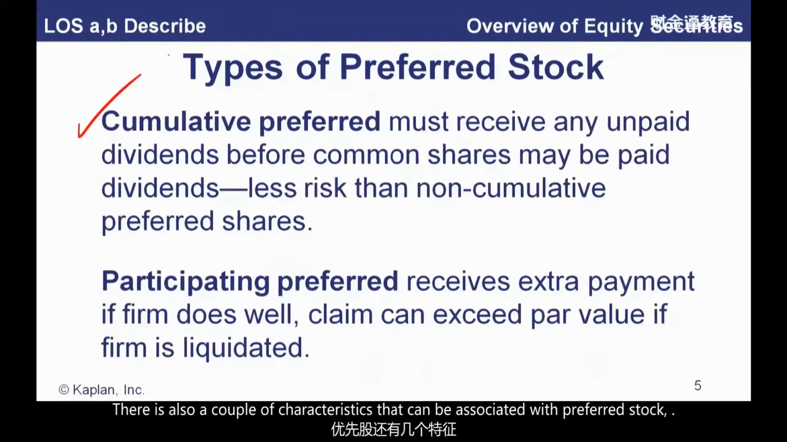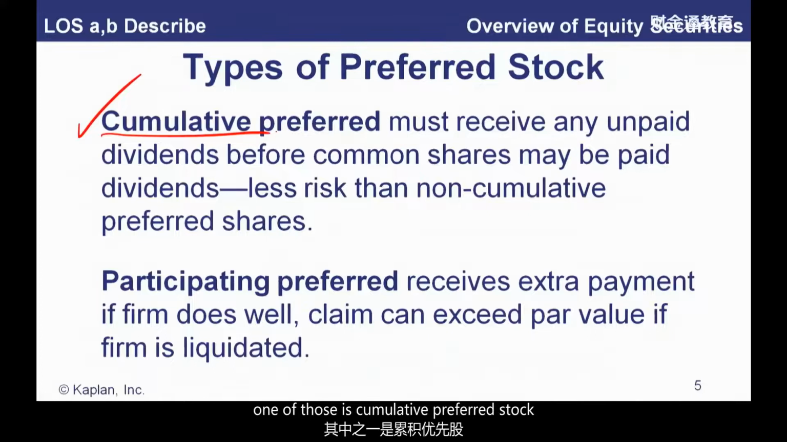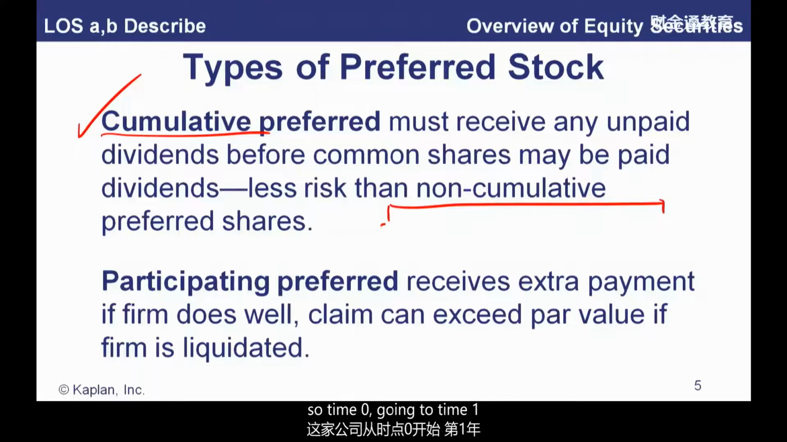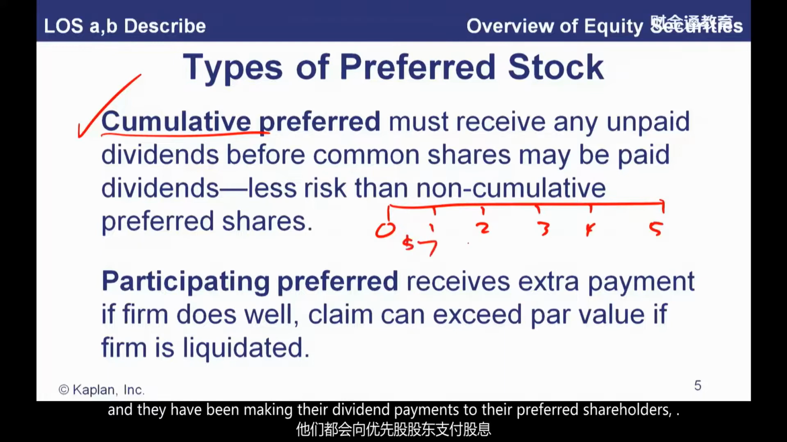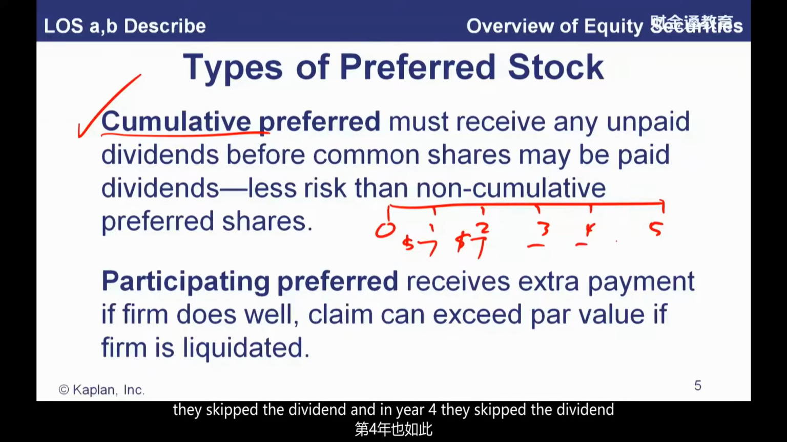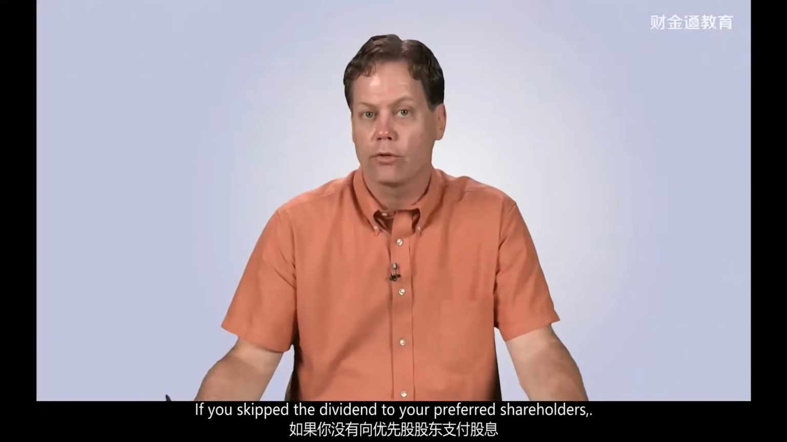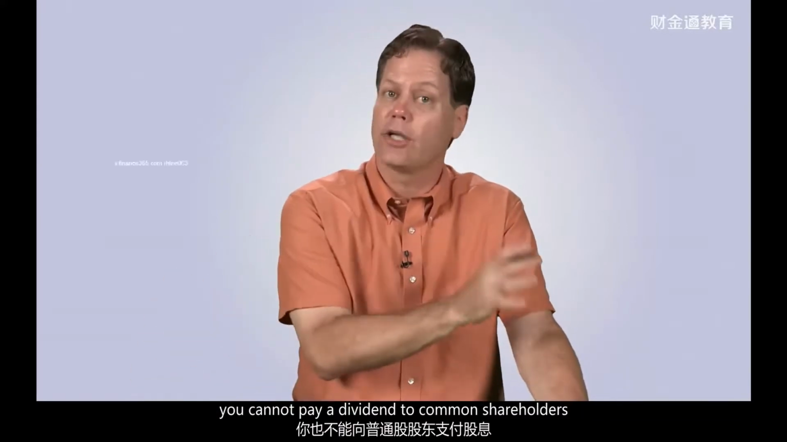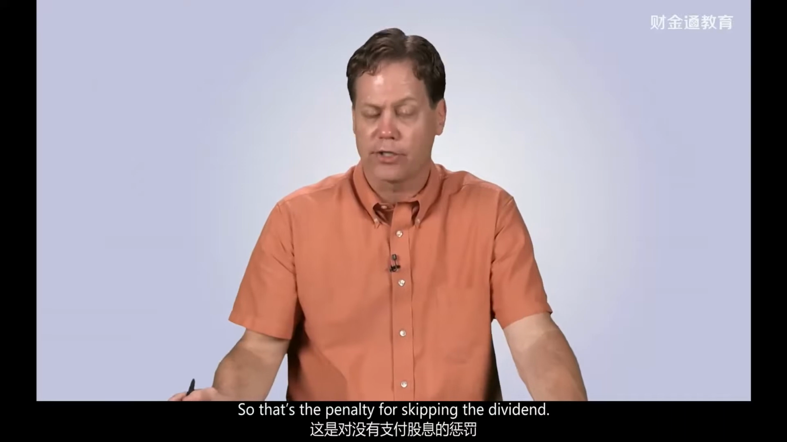There's also a couple of other characteristics that can be associated with preferred stock. One of those is that it is cumulative preferred stock. So if the firm is rocking along, so at time 0 or going into time 1, 2, 3, 4, 5, and they've been making their dividend payments to their preferred shareholders, because that's what they indicated they were going to do. And they did that for a while, but in year 3, they skipped a dividend. In year 4, they skipped a dividend. If you skip a dividend to your preferred shareholders, you cannot pay a dividend to common shareholders. So that's the penalty for skipping the dividend.